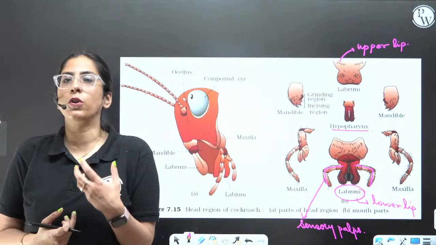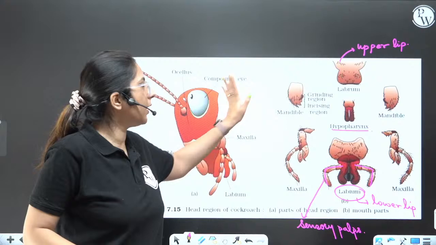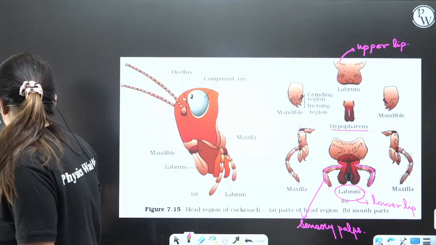Clear? Most important, again I'm saying, NEET is not a theory paper. So here, I have just given you an illustration. It is important that you know all these structures are present. Okay, Sambhav? Yes, Periplaneta americana. Yes, okay, let's start now.